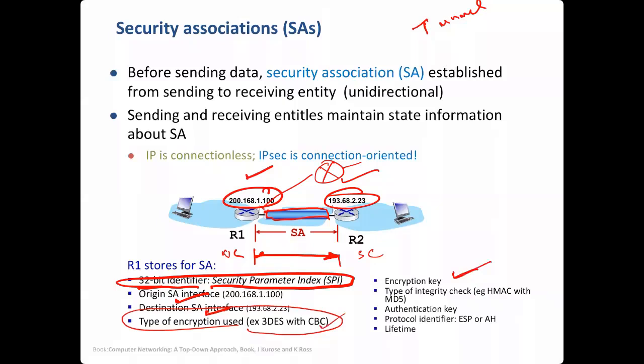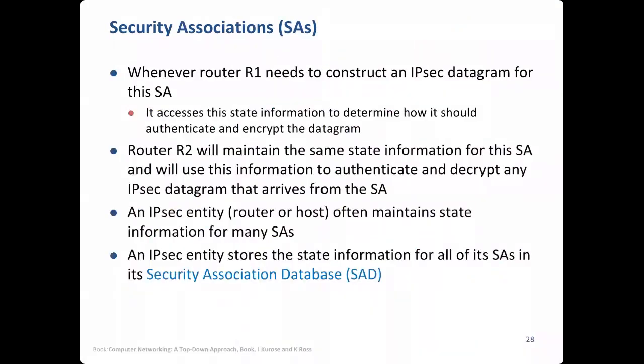Okay, now where does encryption key come from? It means that there must be some mechanism to create encryption key earlier. Okay, type of integrity check, whether HMAC or MD5, authentication keys, and what kind of protocol we are using, ESP or AH, and what is the lifetime of the association. Okay, because association always has got to have some lifetime. Between North Campus and South Campus, your lifetime could be few days. Okay, all right.